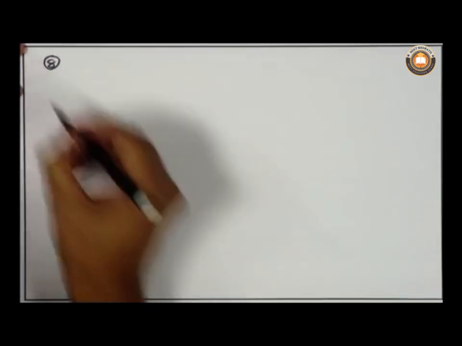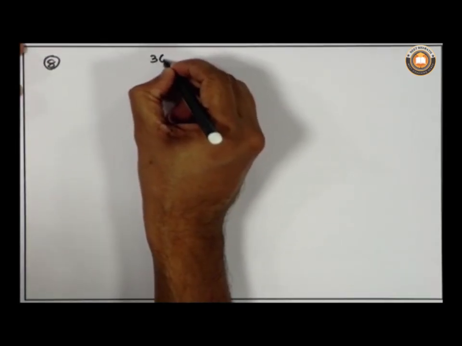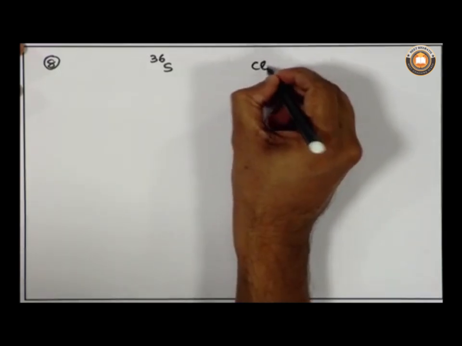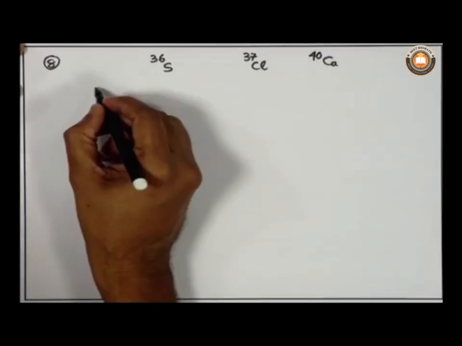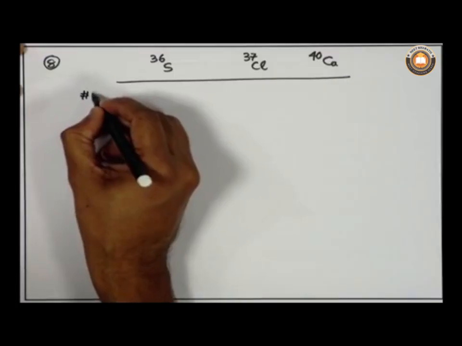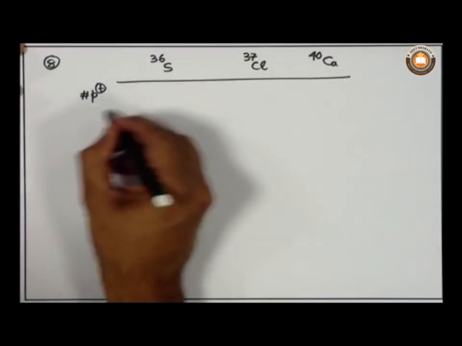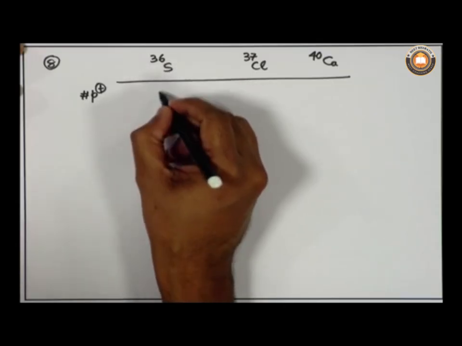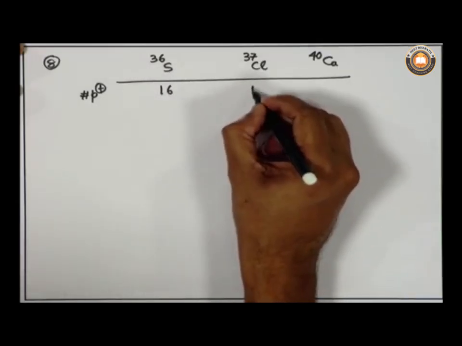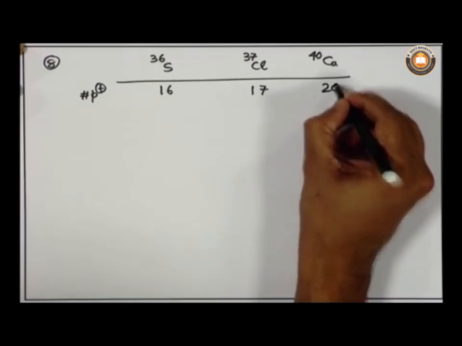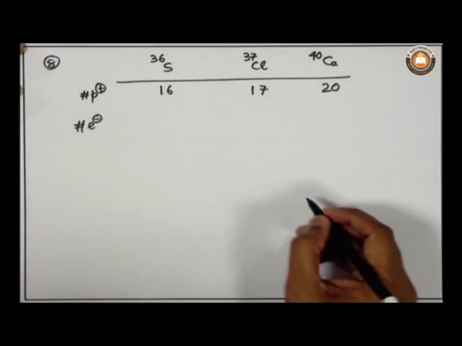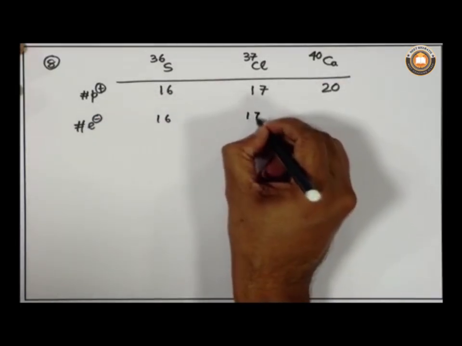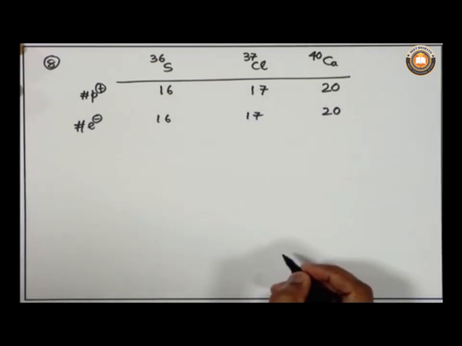We will take one more example, and that will be our last example. Let us consider these three species: sulfur 36, chlorine 37, calcium 40. Let us find out the number of protons. In this case, it is sulfur, the number of protons is 16; chlorine, the number of protons is 17; calcium, the number of protons is 20. I know this from the periodic table. Number of electrons: since all three species are neutral, the number of electrons is equivalent to the number of protons, otherwise they would be charged.